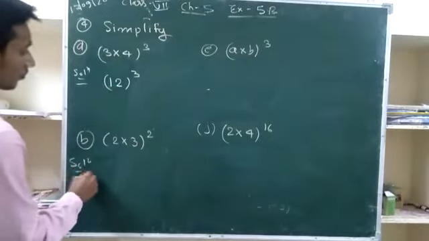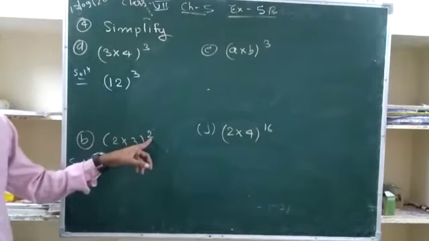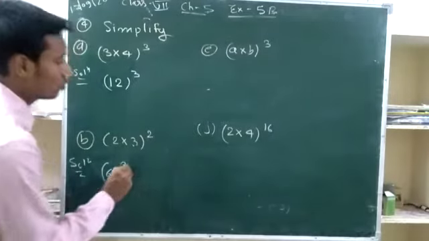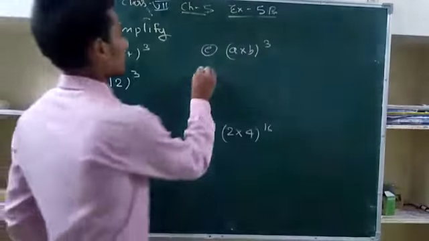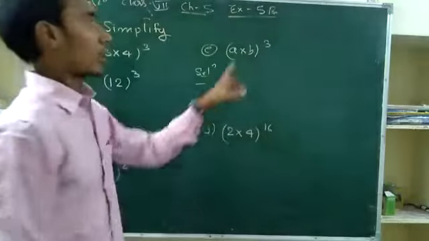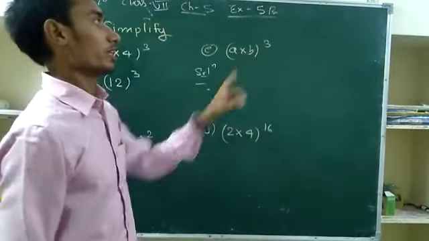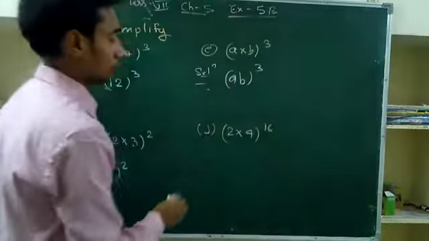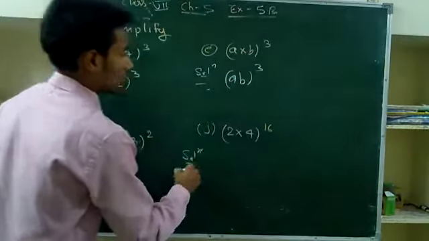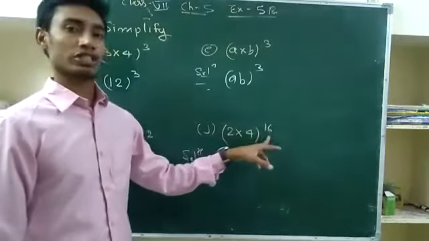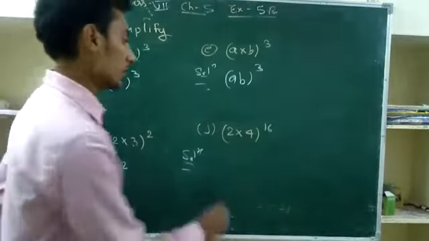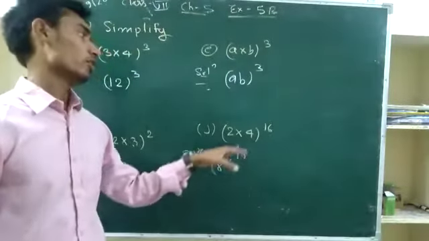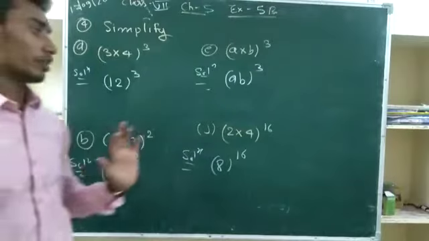Now this one, 2 multiply 3 raised to 2. What will you do? First multiply these two numbers. 2 times 3 is 6 raised to 2. Now next, a multiply b raised to 3. First multiply a and b, so it is ab raised to 3. Now next, 2 multiply 4 raised to 16. First multiply these two numbers. 2 times 4 is 8 raised to 16. So that is the way of solution. Question number 4 is done. Now we will understand question number 5.